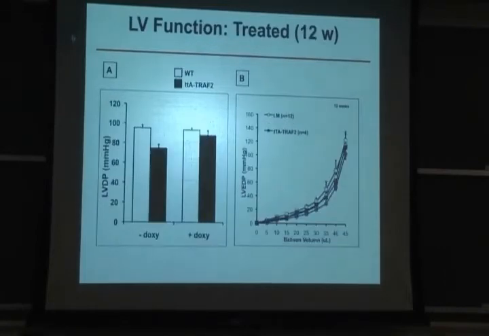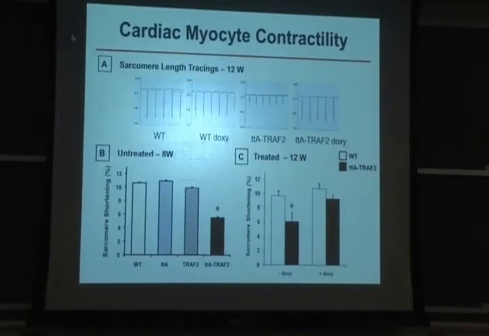The interesting thing here, if you look at the mice from 8 to 12 weeks of age, if you don't give them any doxycycline, they have depressed function. You can completely reverse the contractile defect here by giving the mice doxycycline. And again, there's really no real effect on diastolic function.